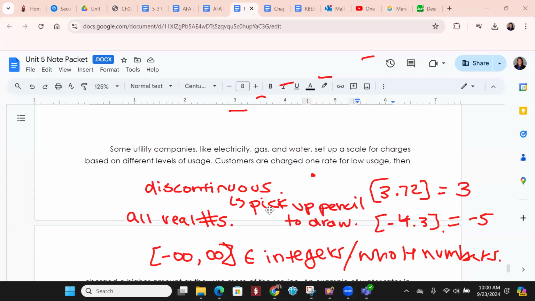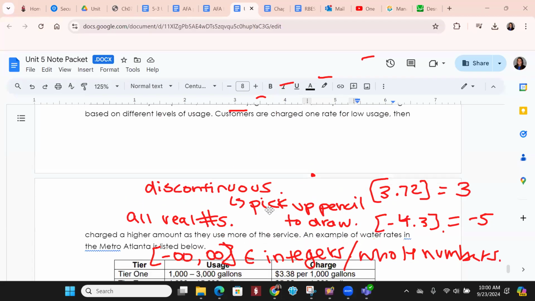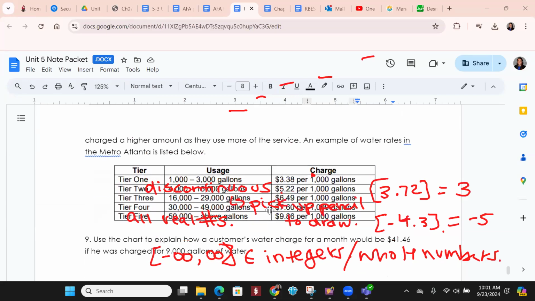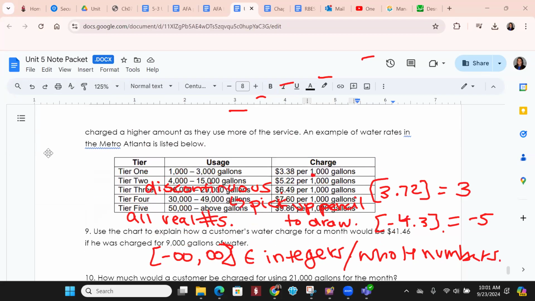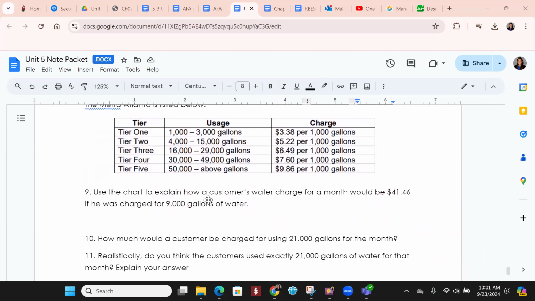Some utility companies like electricity, gas, and water set up a scale for charges based on different levels of usage. Customers are charged one rate for low usage and then a higher amount as they use more of the service. An example of water rates in Metro Atlanta are listed below. Use the chart to explain how a customer's water charge for a month would be $41.46 if he was charged for 9,000 gallons of water. If they were charged for 9,000 gallons, where would they fall? Okay, so we're gonna fall in here.